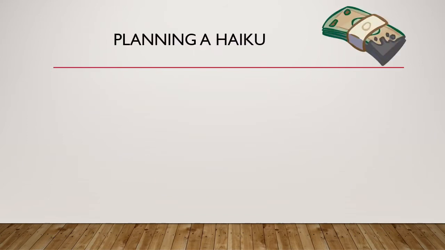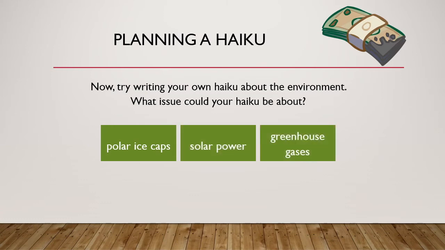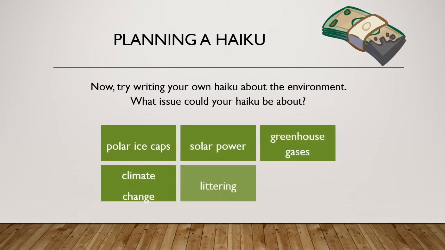Now that we understand the structure of a haiku poem, we need to think about planning our own. When you write a haiku poem, it should be about the environment in some way. The previous examples we saw were about a negative thing that's happening to the environment. And there are many other issues that your haiku could be about, such as the polar ice caps melting, solar power, greenhouse gases, climate change, littering, or endangered species.